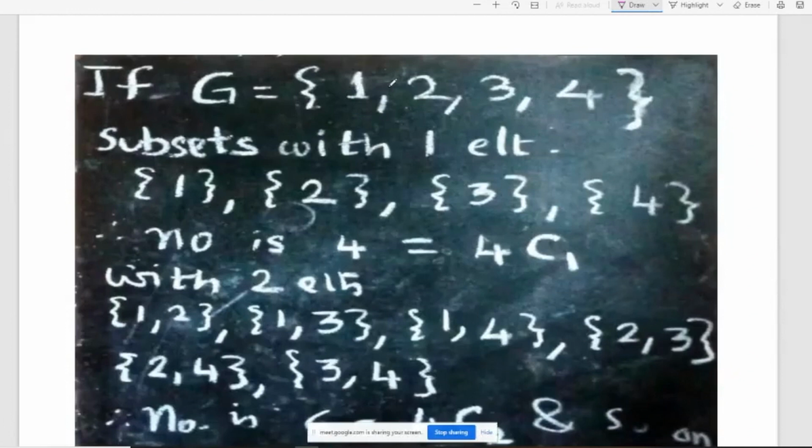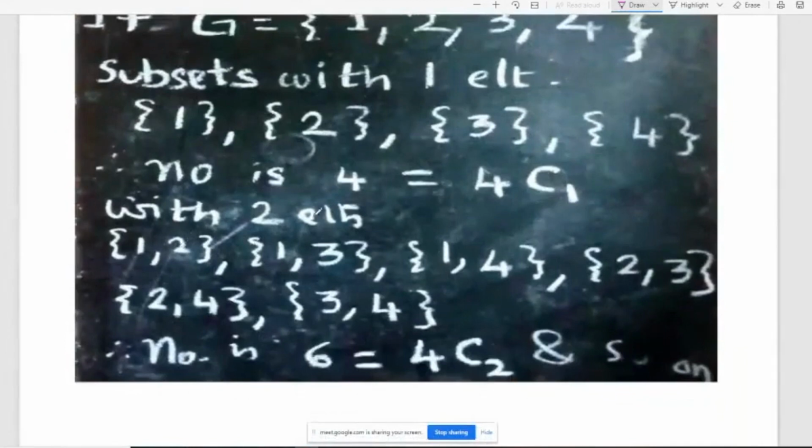We can have {1,2}, {1,3}, {1,4}, and then {2,3}, {2,4}, {3,4}. So that is all that we have listed. How many are there in number? The number of two-element subsets is 6. How is that interpreted? 4C2.